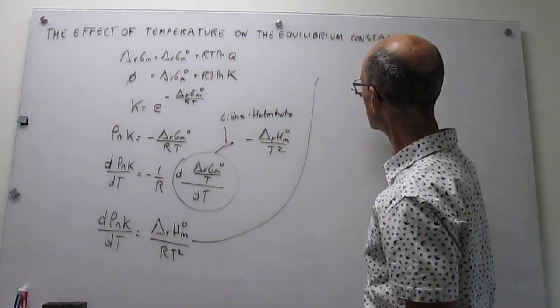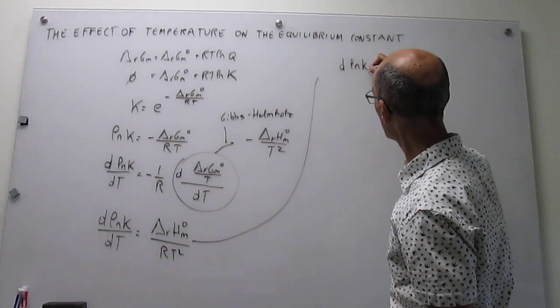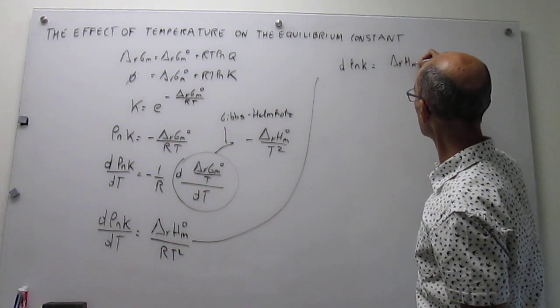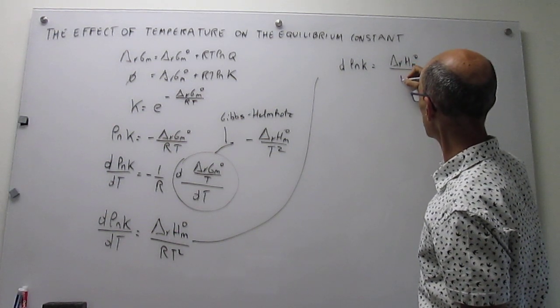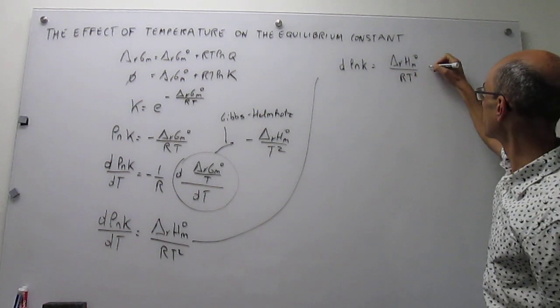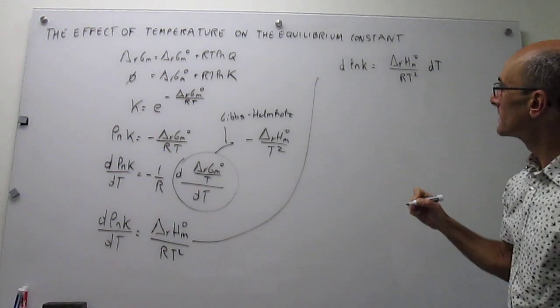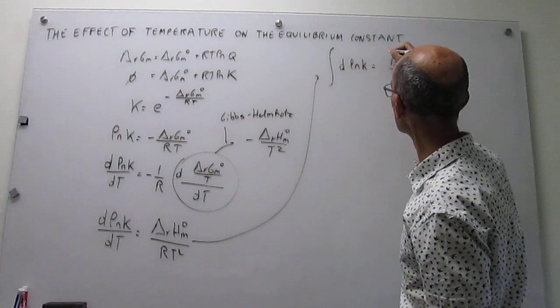The first thing that I do is I'm going to separate terms. Natural log of K is going to be equal to the enthalpy of the reaction at the standard state, molar, over RT squared, and then differential of temperature. Okay? Alright, so then let's take the integral of this, and we're going to do it using definite limits.